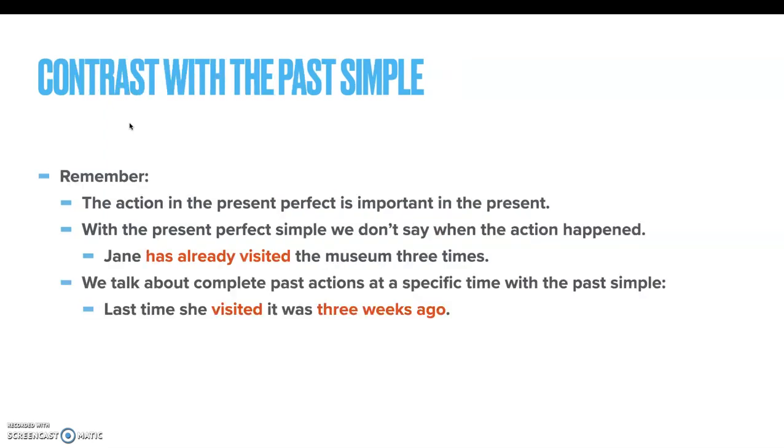We must differentiate between the uses of the present perfect simple and the uses of the past simple. Remember that we use the present perfect simple when the action is important in the present, and that we don't say when the action happened. Jane has already visited the museum 3 times.